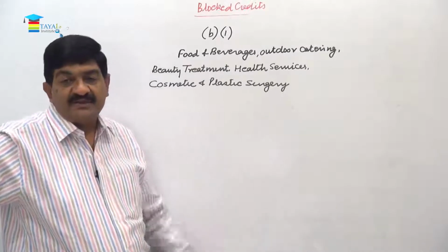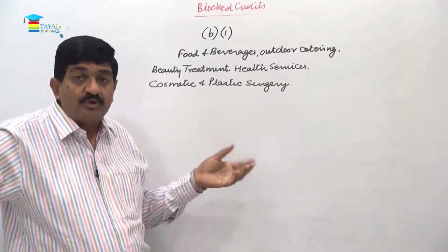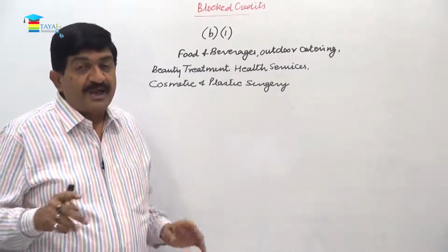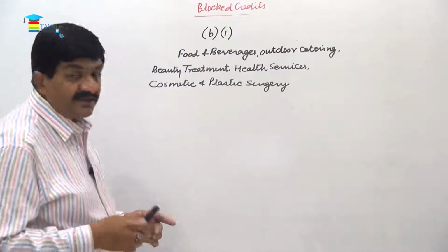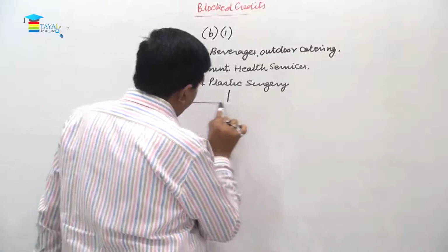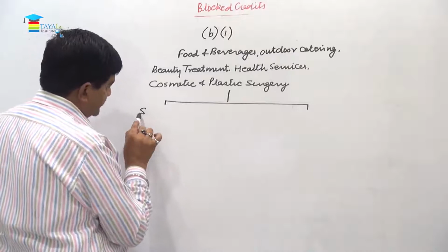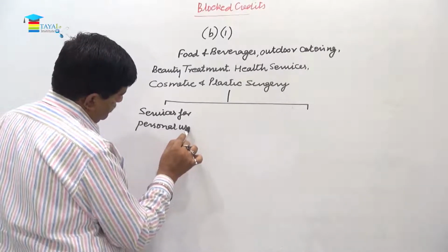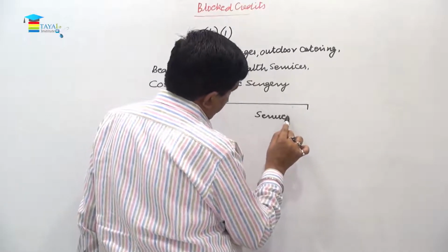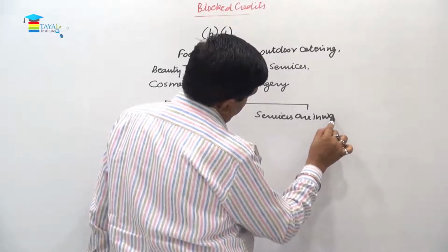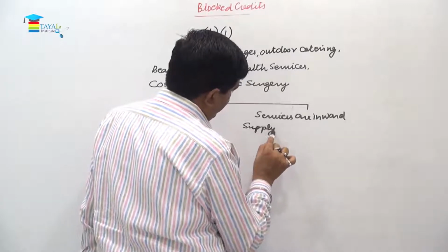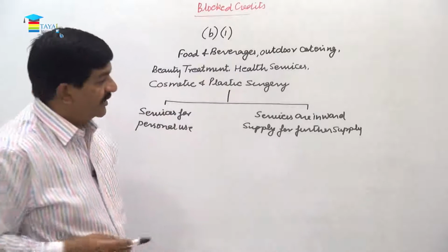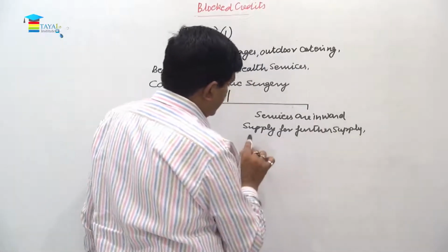Now the question is, who is availing these services? So these are being availed for personal use, or these are availed for providing the output services, and the supplies received are a part of that output supply. So that may be a composite supply, that may be a mixed supply, and in that case input tax credit will be available. So again dividing it into two parts: services for personal use, and services that are inward supply for further supply, right.